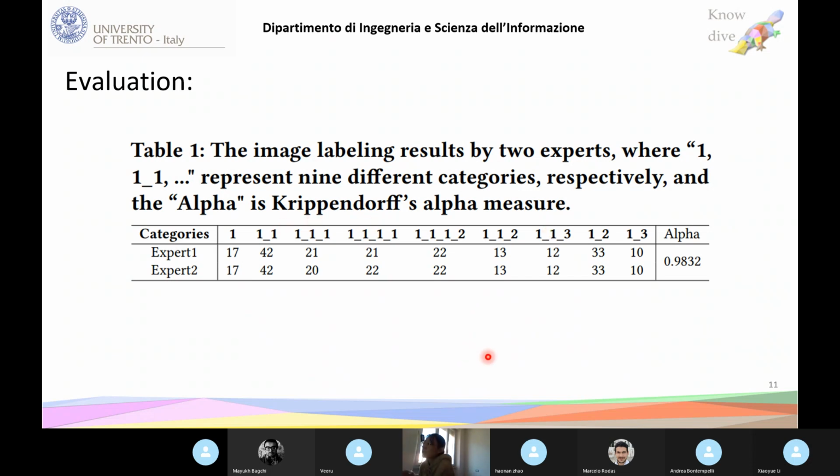After finishing labeling, we found that for every category, the image labeling agreement between the 2 experts is very high. Krippendorff's alpha is a metric to measure whether the annotators agree when they annotate the images. We can see that the result is about 98%. It demonstrates the near perfect agreement between the 2 experts, and this verifies the reliability of our methods.